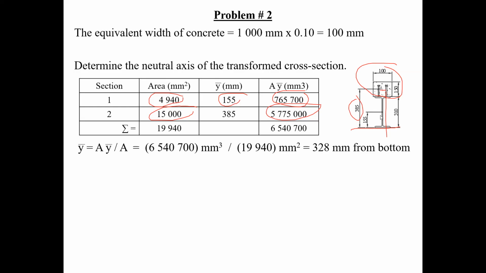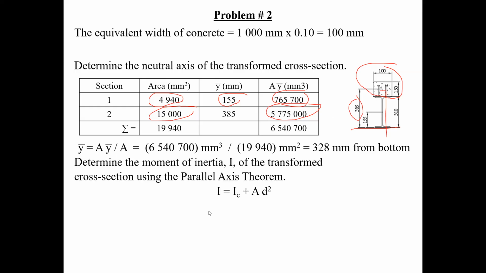So you would be slightly into the concrete, okay? So that's what it means. Okay, so now determine the moment of inertia I of the transform section. Did everybody get the same value for the neutral axis of 328?